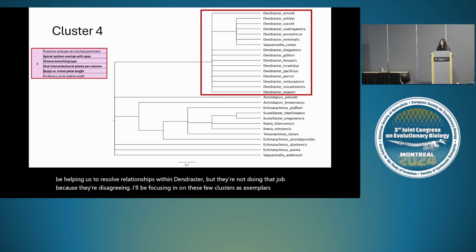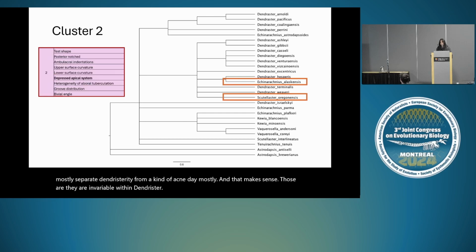Here's a tree made from only characters that are contained in cluster 4, and you can see that they mostly separate Dendrasteridae from Echinarachnidae, mostly. And that makes sense. They are invariable within Dendraster. But compare that to this tree made from only characters that are found in cluster 2, and recall that these are more variable within Dendraster. And these are a lot of characters pertaining to overall shape and some surface or petaloid characters.